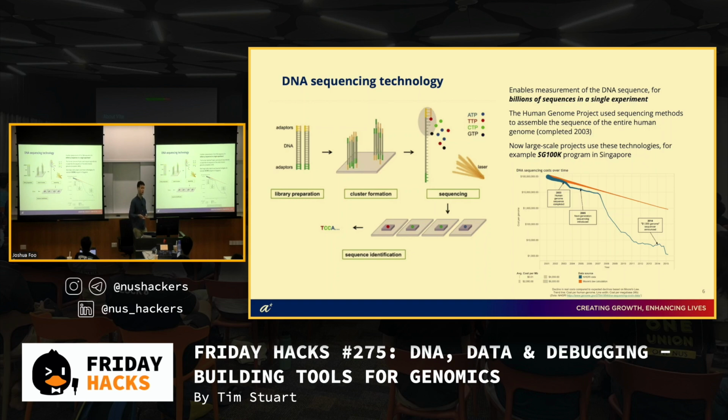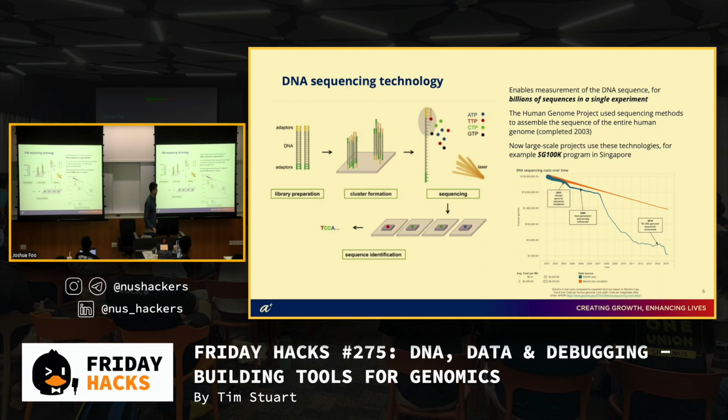So by going through many of these cycles, you can build up a sequence of fluorescent signal and read the DNA. And the strength of this is that we don't just do it for one piece of DNA, but you can do it for billions of DNA sequences at a time. So you get billions of short DNA reads from one of these runs.